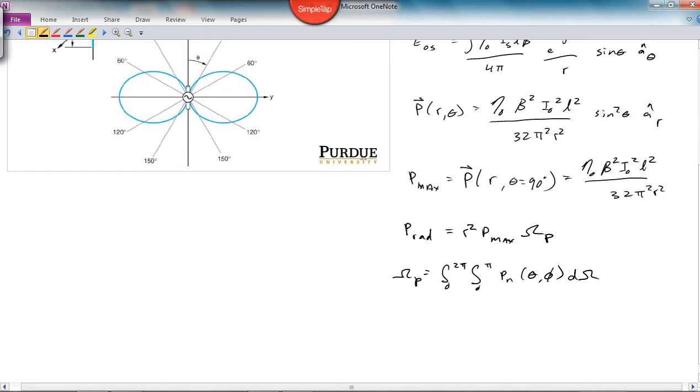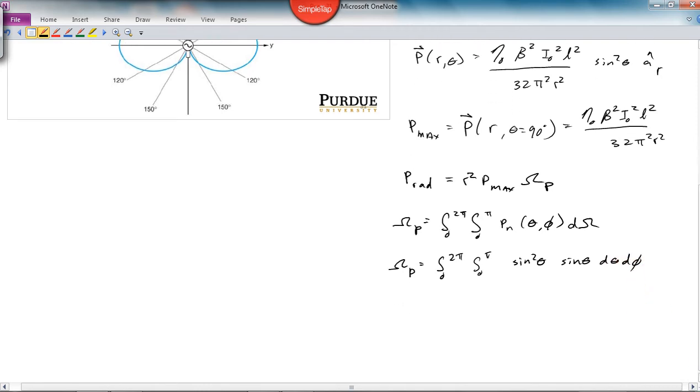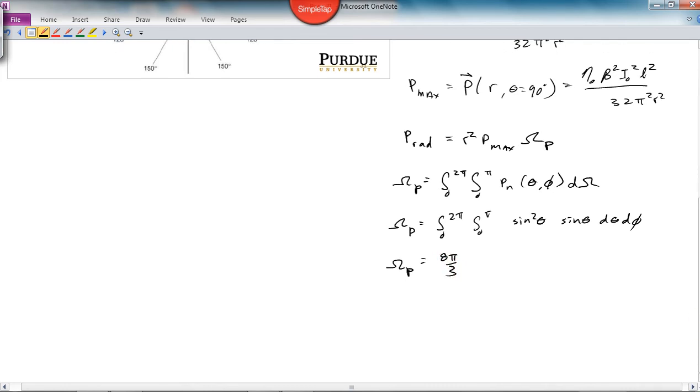So pattern solid angle is given as the integral from 0 to 2 pi, integral from 0 to pi. For this case, it's going to be sine squared theta. And then d omega is sine of theta, d theta, d phi. So this whole integral just becomes the double integral of sine cubed. And if you were to solve that, you would get a value of 8 pi over 3.